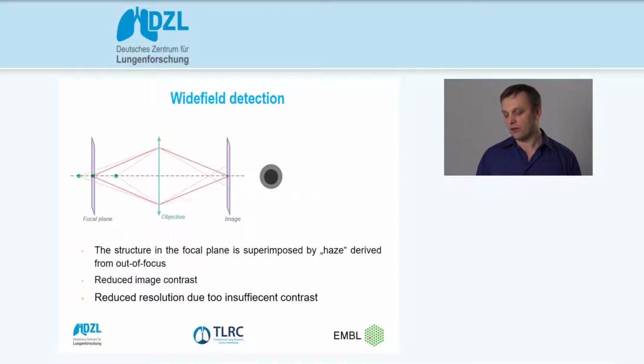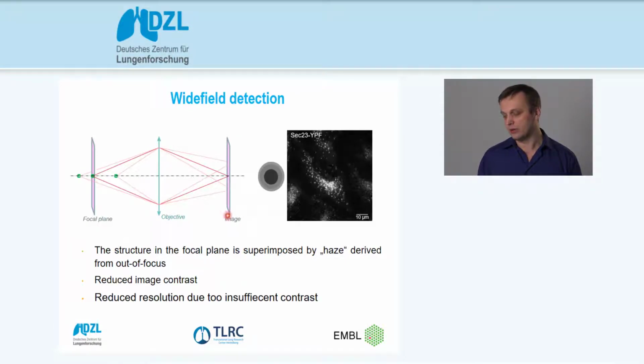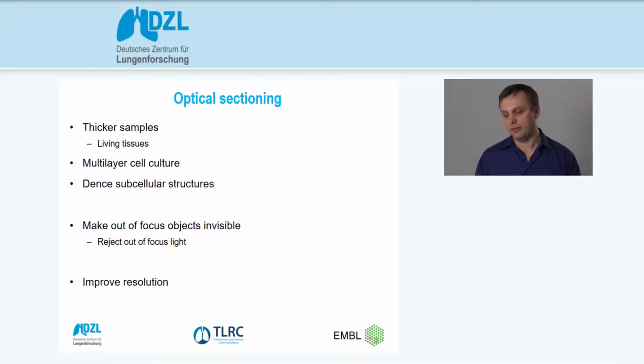We can have, of course, many more objects which lie below or above the focal plane. At the end, the resulting image will be composed of the objects which are in the focal plane and are nicely focused, and the haze which comes from all other objects. This leads to reduced image contrast and, as a result, to reduced resolution and insufficient information from our image. This is the challenge which is in general addressed by confocal microscopy.